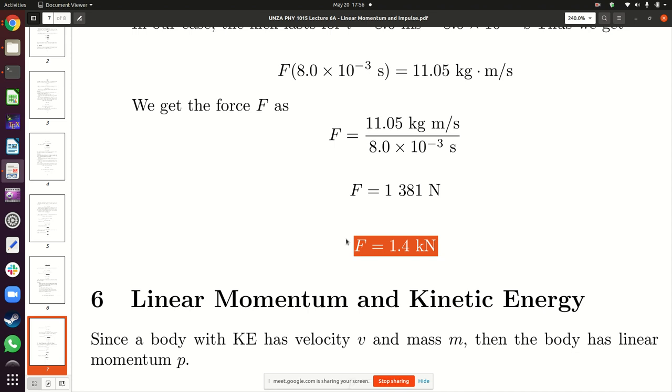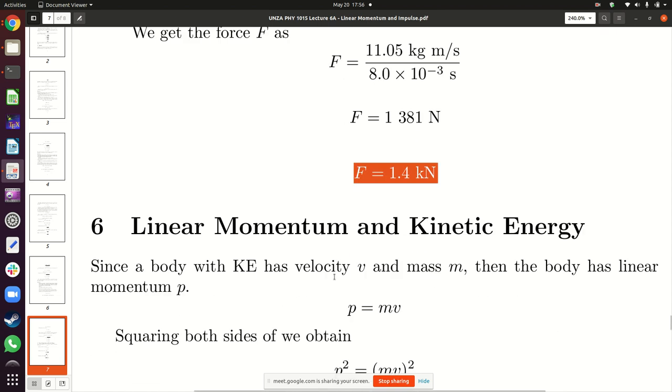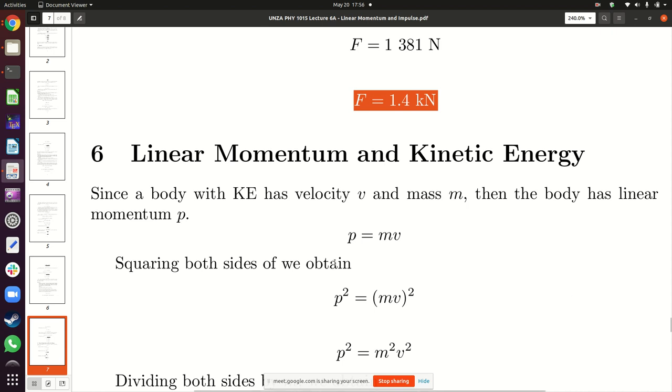Yes. Okay. Last but not least, when you're looking at motion, your object has mass. It's also moving with velocity v. So any object which has mass and is moving with a velocity v has linear momentum. In that case, the linear momentum p is equal to mv. But you also know that if an object has mass and is moving with velocity v, it has kinetic energy.